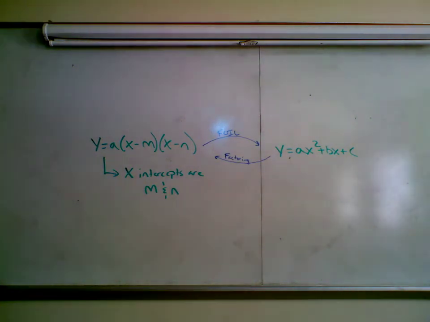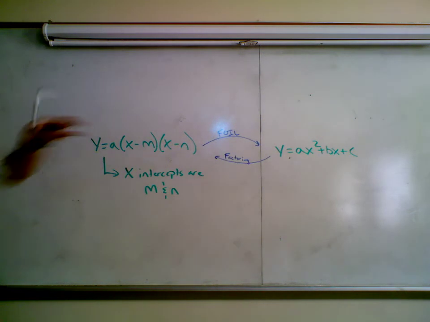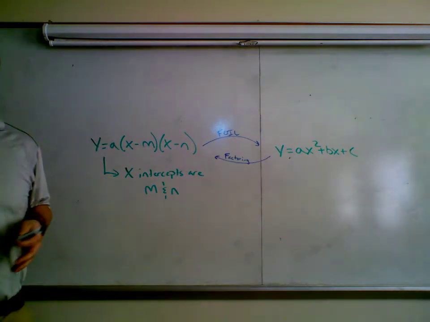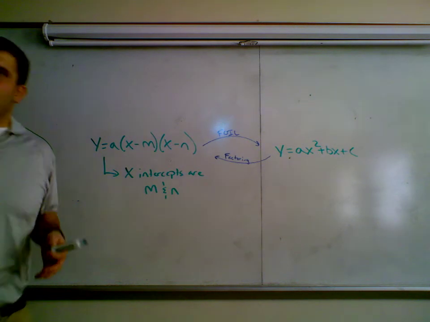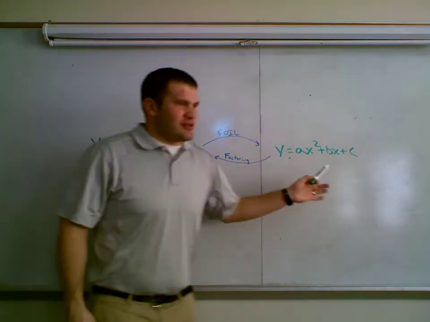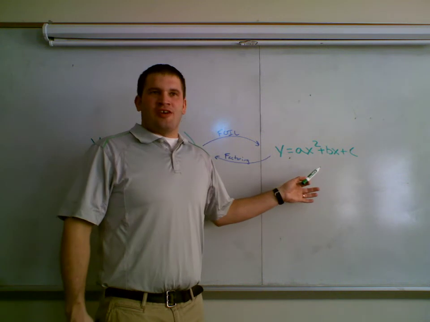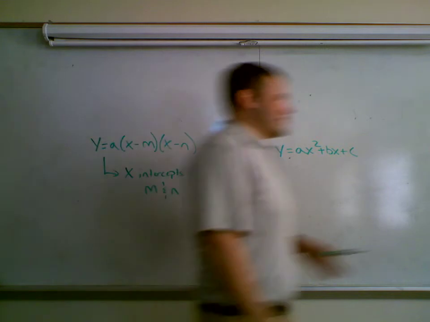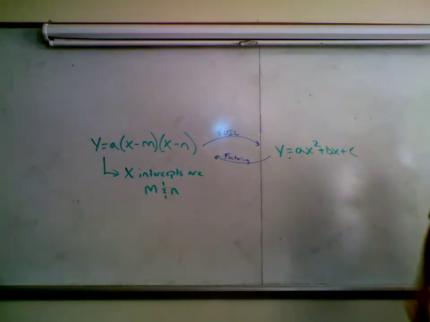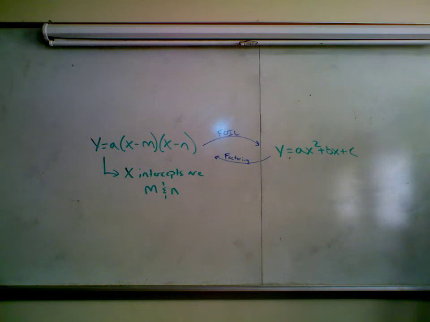Other equation. ax squared plus bx plus c. What do we know right away? We don't know m and n. I'll give you a hint. It's an intercept. The y-intercept. Which one? What is it? Not the b and the c. Just the what? C. Just the c.